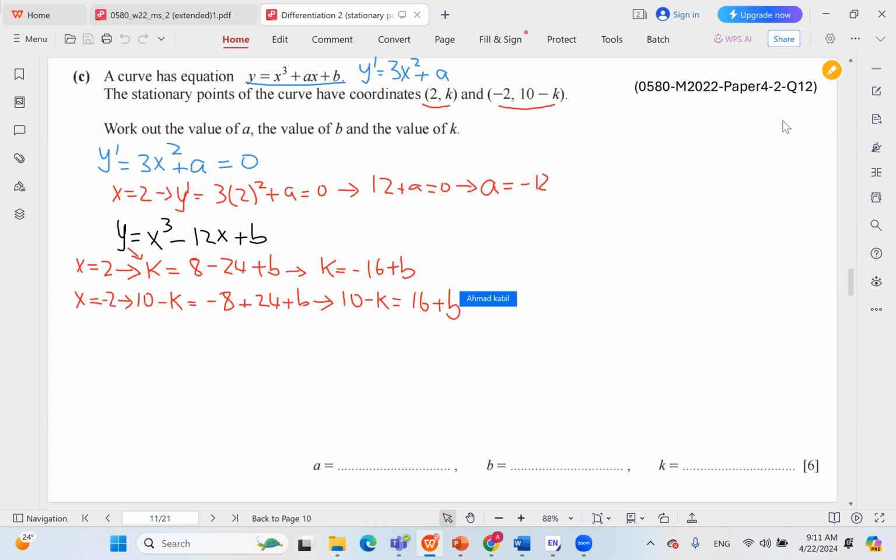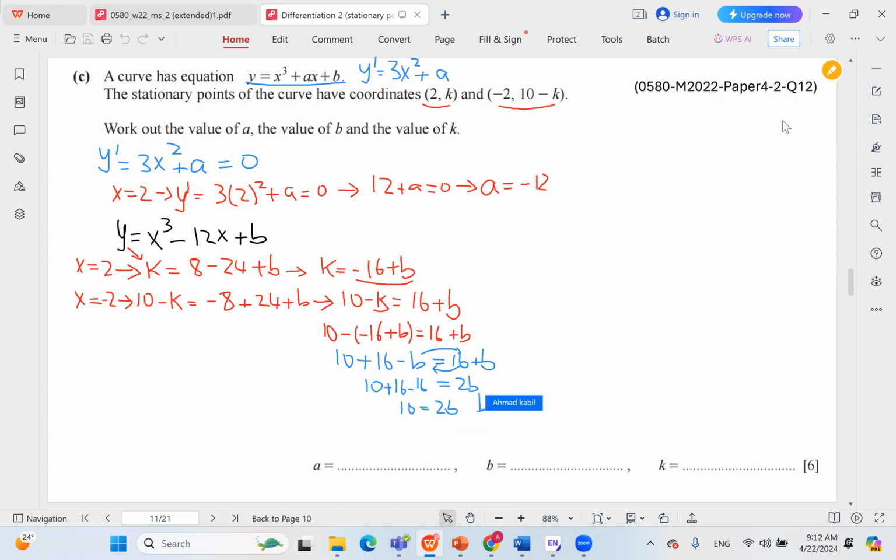You can use any method of solving two simultaneous equations. Of course, I can just substitute here. I'm going to say 10 minus, and then instead of k, I'm just going to write this expression here. So 10 minus (-16 plus b) equals 16 plus b. We can distribute the negative sign, so we get 10 plus 16 minus b equals 16 plus b. Let's take the b to the other side, so we get 2b on the right. And let's take the 16 here, so we get 10 plus 16 minus 16. So 10 equals 2b, and b equals 5.